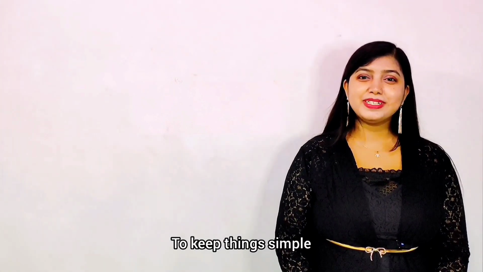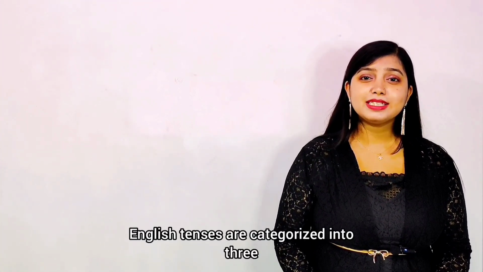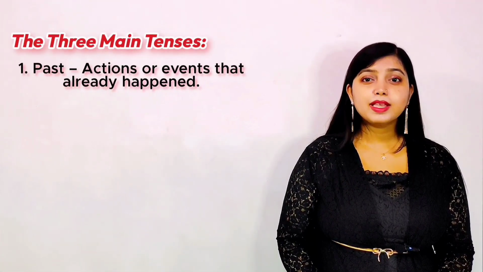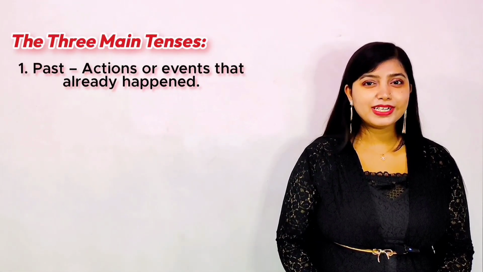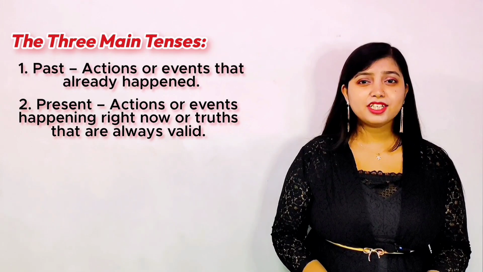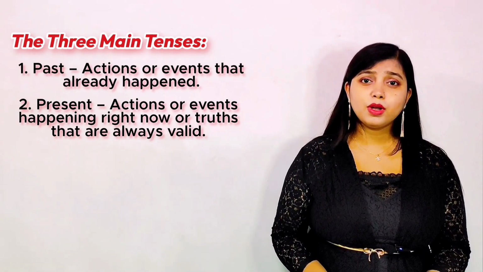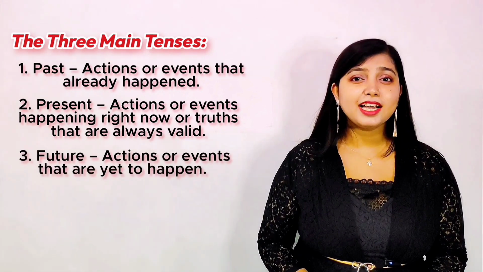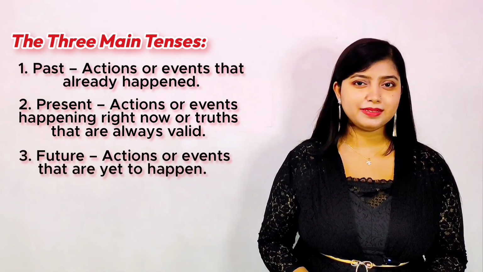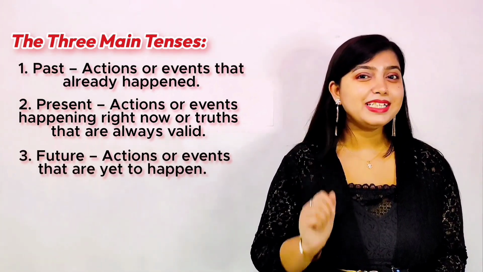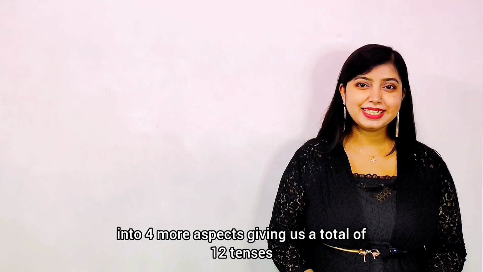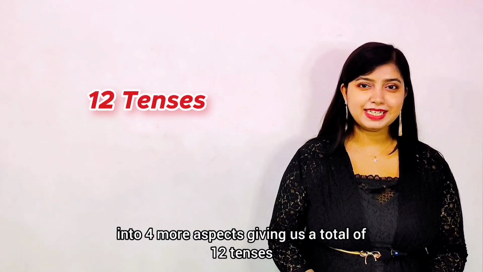To keep things simple, English tenses are categorized into three main types based on time: past, actions or events that already happened; present, actions and events that are happening right now or the truths that are always valid; and future, the actions and events that are yet to happen. They haven't happened yet, but they might happen in the future. Each of these main tenses is further divided into 4 more aspects, giving us a total of 12 tenses.